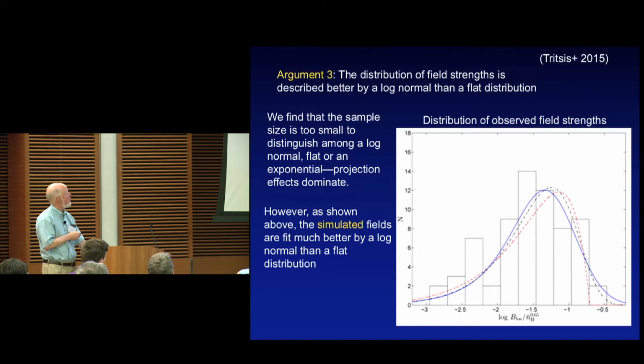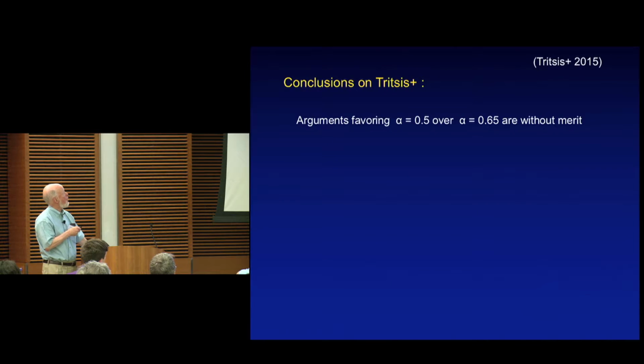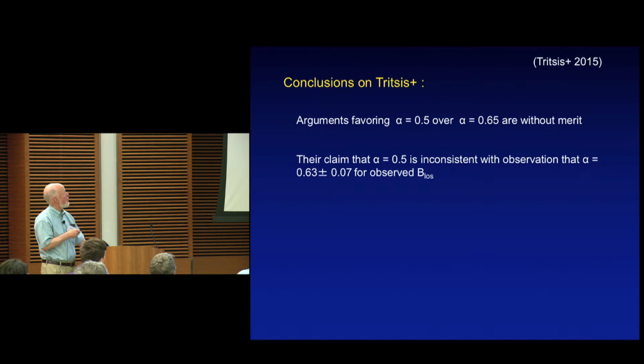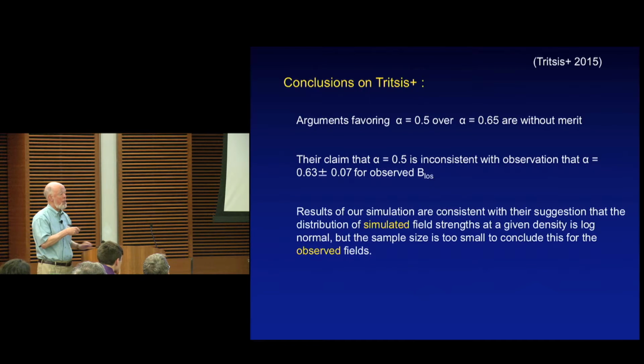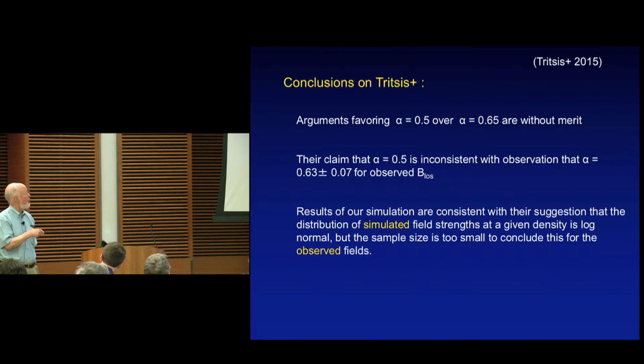So the conclusion is that the arguments favoring alpha of 1/2, in my view, are without merit. Their claim that alpha of 1/2 is also, I point out, inconsistent with the direct observational result we found: if you just take the observed line of sight fields, we get 0.63 plus or minus 0.07. So that's inconsistent with 1/2. And the results of our simulation are consistent with their suggestion that the distribution of the simulated field strength is log normal, but we concluded that the sample size is too small to conclude this for the observed fields.